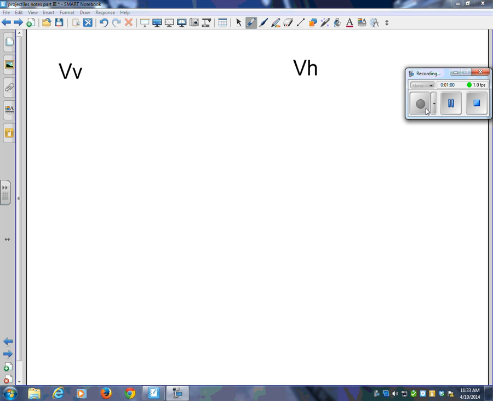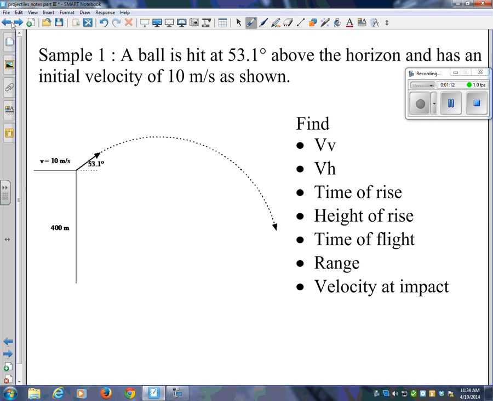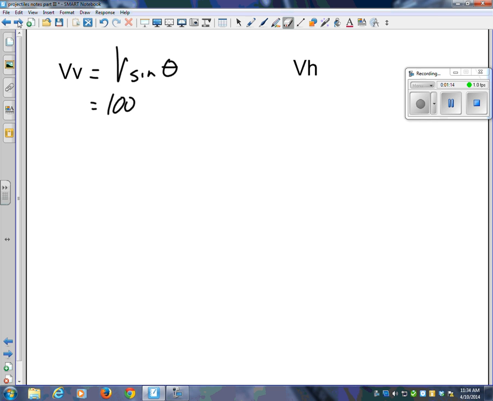Well, VV is always equal to V sine theta. So in this case, that's going to be 10 sine 53.1. And the reason that I pick 53.1 is because you get a nice, beautiful 8 meters per second. Right?